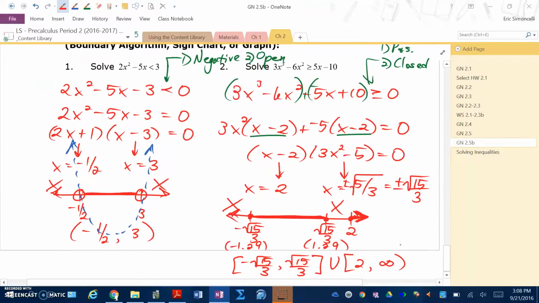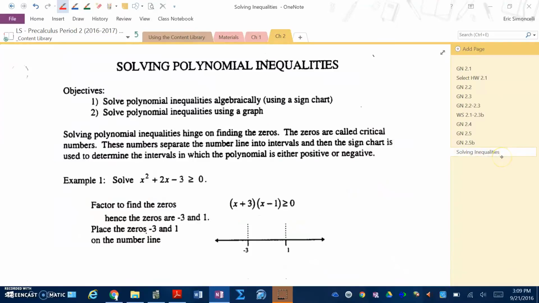What I wanted to finish up with here today is taking a look at the other worksheet that was handed out today, and that's the solving inequalities, technically solving polynomial inequalities page that I've created on OneNote. I'm going to walk you through generically how to do the same type of problem, but instead of using the boundary algorithm, we'll use a sign chart or sign analysis. Objectives: solve polynomial inequalities algebraically using a sign chart. Second, solve polynomial inequalities using a graph.